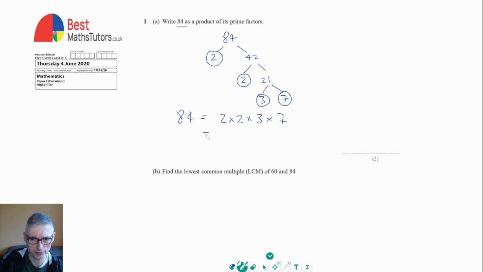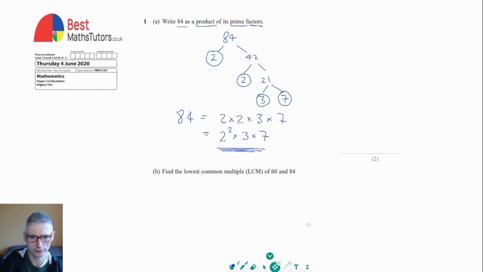And we could express that if we wanted, and it can be a bit neater to do it this way, as 2 to the power 2, since there are 2 of them, and then times 3 times 7. And just to explain what this actually means, the product means multiply. So each one of these numbers is multiplied together, and they're all prime numbers, and they're all factors of 84 because they all go into 84.